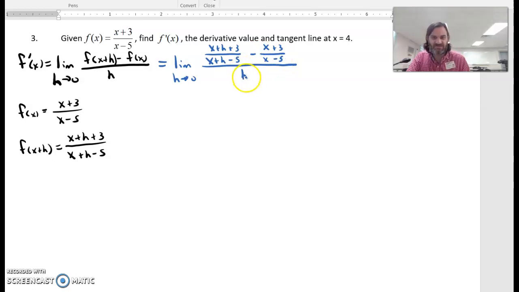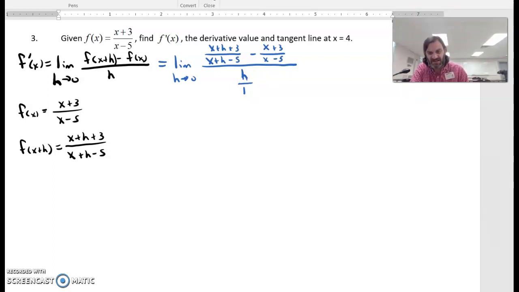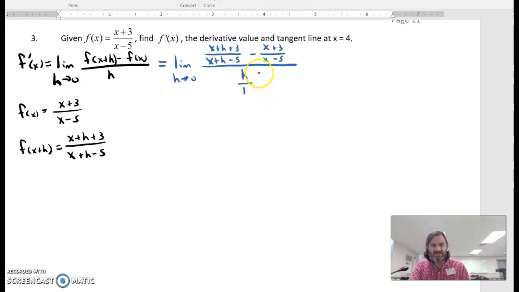Just something I like to do, not necessary, but to keep things straight, I'm going to write that as h over 1, so it looks like a fraction over a fraction. Let's move this down. So what can we do here? Well, we need to figure out a way to cancel out this h in the bottom, because h is 0 in the limit, and we can't divide our fraction by 0. So what we need to do is figure out a way to do common denominators up here.